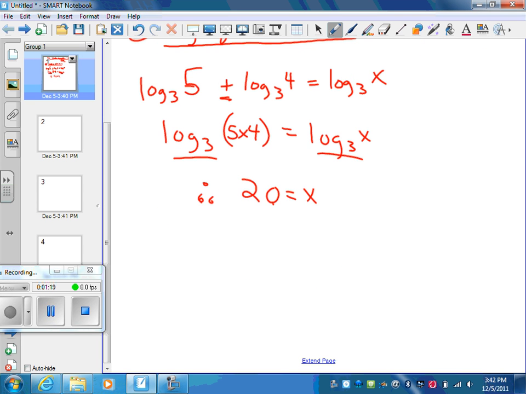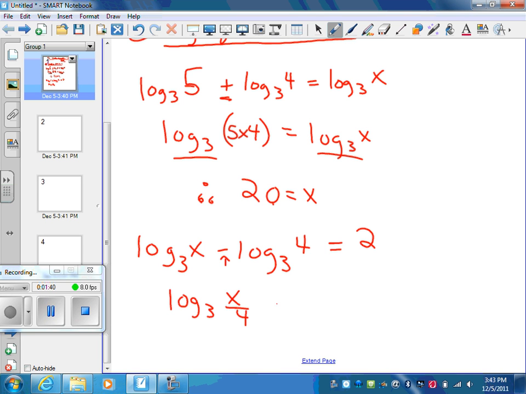Okay? Let's do a more complicated one. Here, I'm going to do this question two ways. Log base 3 of x minus log base 3 of 4 equals 2. So here I see subtraction. That tells me I'm using the quotient property. I know that this is going to be the same as log base 3 of x over 4 is equal to 2.